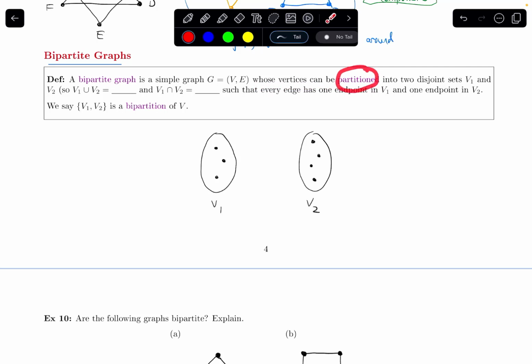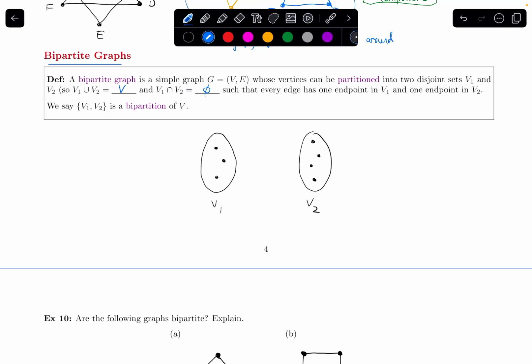So it's a simple graph whose vertices can be partitioned. Partitioned means they can be split into two disjoint sets, V1 and V2. So I can split the vertices into two disjoint sets so that if I take the union of those two sets, it's got to be the original set, capital V, of all the vertices. But if I take the intersection, that's going to be empty.